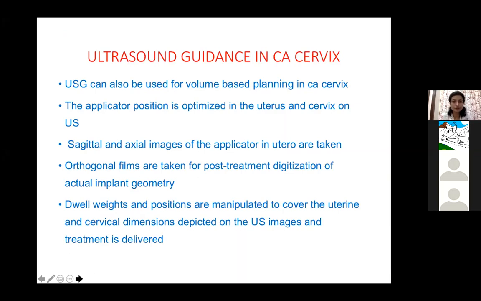So the advantage of ultrasound is that we use it routinely for our applicator placements, and it can also be used for volume-based planning in cancer cervix. The applicator position is optimized in the uterus and cervix on an ultrasound, and you can take sagittal and axial images of the applicator on the ultrasound, which you can correlate with the orthogonal films, and you manipulate the dwell weights and the dwell positions to ensure an adequate coverage of the uterus and the cervical dimensions that you see on the ultrasound, and then the treatment is delivered.